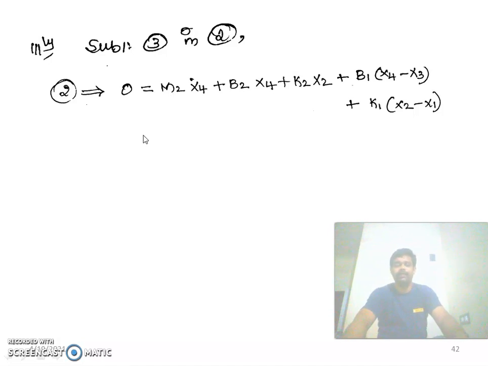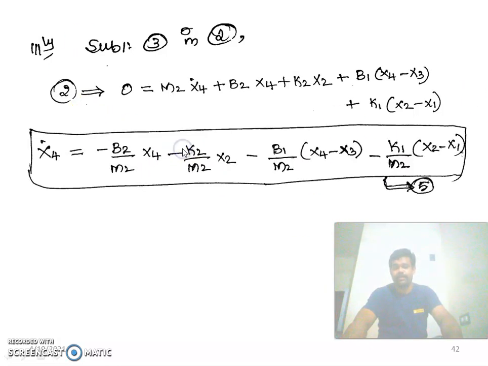Similarly, we are substituting the state variables in the second differential equation, and you obtain an equation like this. From this, we are calculating x4 dash.